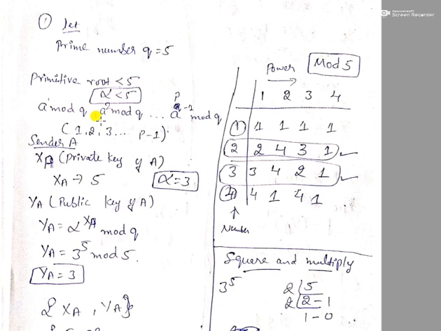So here q is a prime number, don't get confused. In the algorithm I took p, but in this example I took the prime number as q. So a power 1 mod q, a power 2 mod q, up to a power p minus 1 mod q. Here the power value is your q value minus 1, which gives 4.